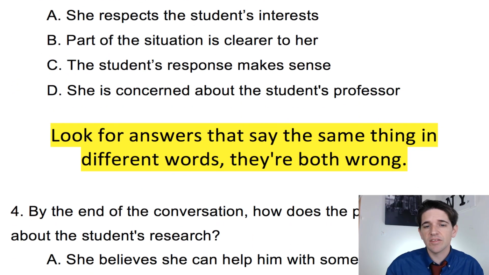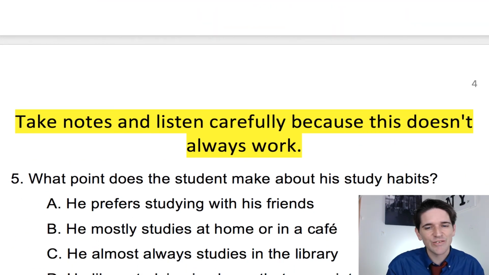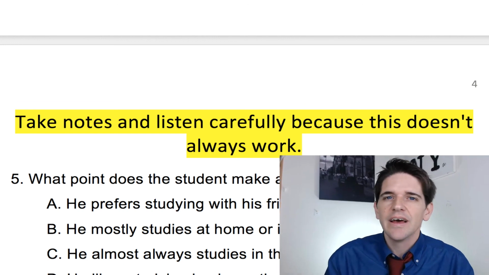Look for answers that say the same thing in different words. They're both wrong. This is very useful in both the reading and the listening. So pay attention to this, especially for choices that you're not sure about. You can eliminate 2 very easily if 2 say the same thing in different ways, which it does pretty often. And take notes, listen carefully, because this doesn't always work, okay? So no matter how many strategies and tips, sometimes you just got to be a good listener, okay?